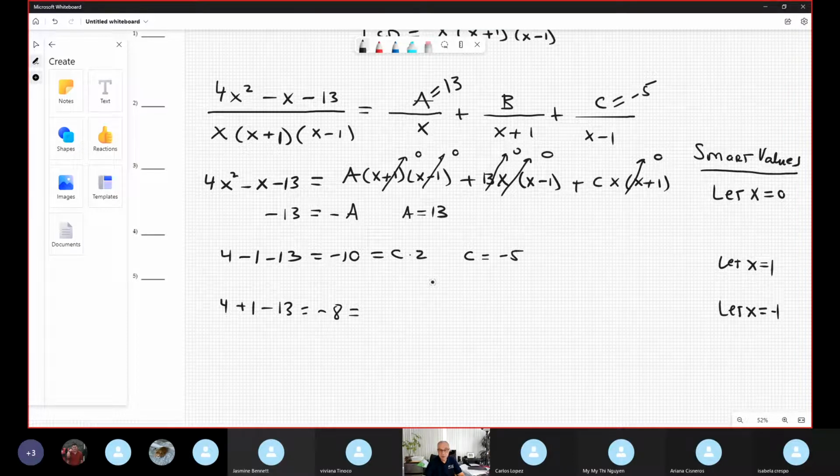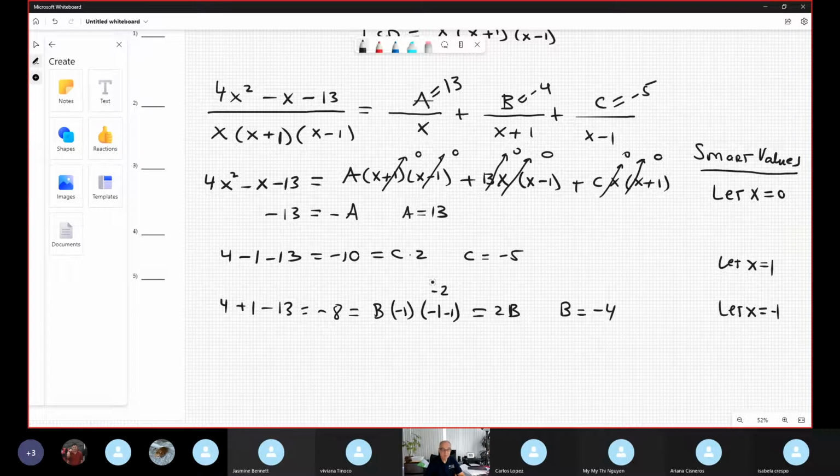It's obvious that this is cancelled, because negative 1 plus positive 1 is 0, but this stays. This is B times negative 1 times negative 1 minus 1. The negative 1 and negative 1 is negative 2, and negative 2 times negative 1 is positive 2. So actually it's 2B. Therefore, divided by 2 both sides, B is negative 4. And this is the answer.